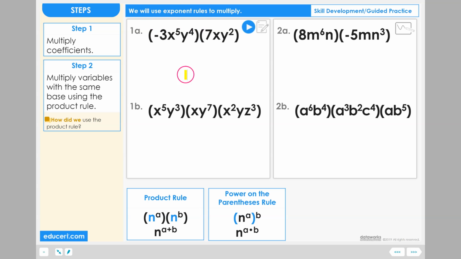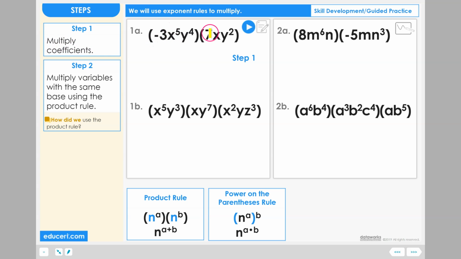Let's use our exponent rules to multiply. Problem 1a. We are multiplying the two terms negative 3x to the fifth y to the fourth times positive 7xy squared. Step 1. Multiply the coefficients.